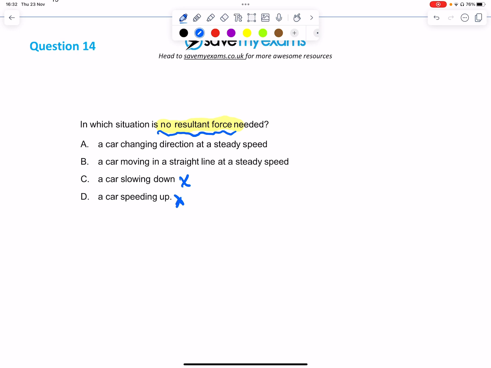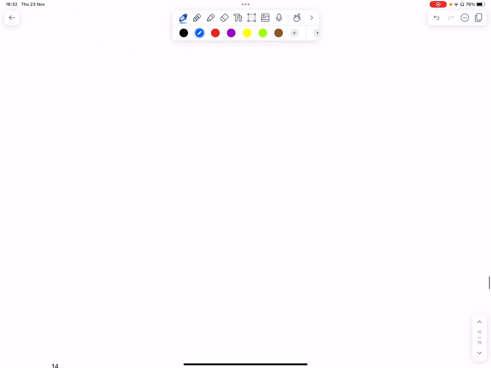As for option A, there is a resultant force due to the change in direction. For a change in direction to occur, a resultant force must act on an object, so you can cross option A. Only when you're left with the option B, go ahead and take that. Let's move on to the next question.